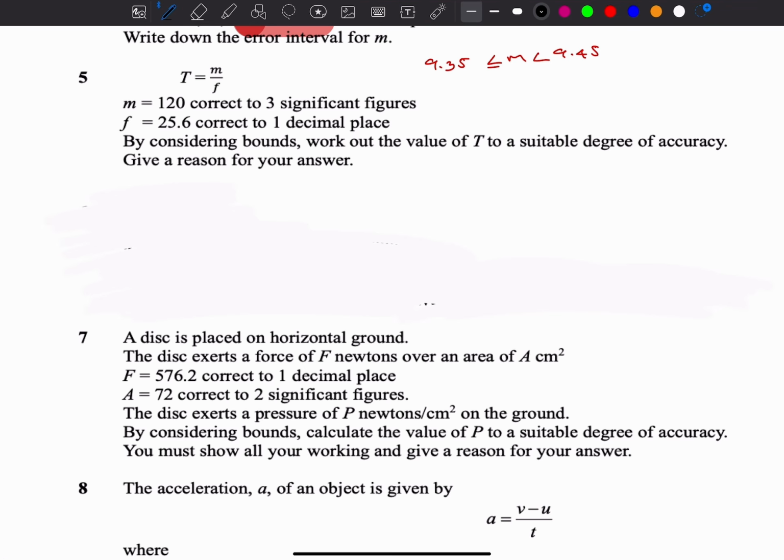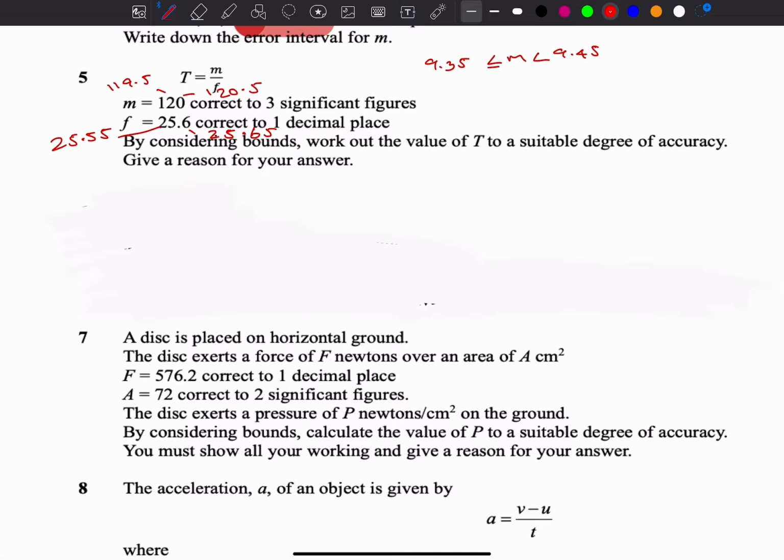So what do we have? 120. If you round to the nearest three significant figures, it is 120.5, 119.5, 25.65, 25.55. Now most of the time this question is going to have division, because that's how it normally works. Most of the time it will have division anyway.